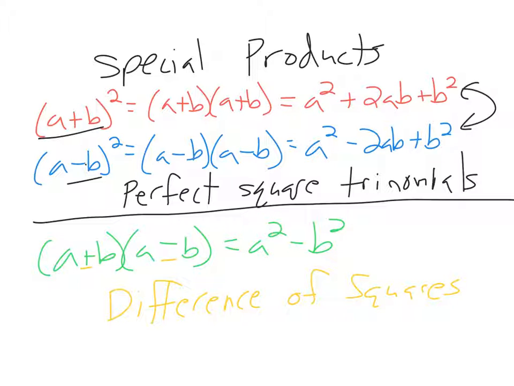And again, how we're going to use that: if we see this as our polynomial that we have to factor, and we notice that it's a square minus another square, we'll be able to factor it into something like this.